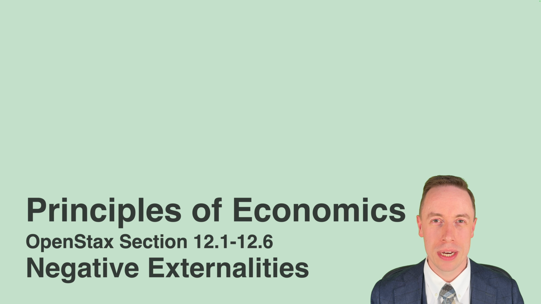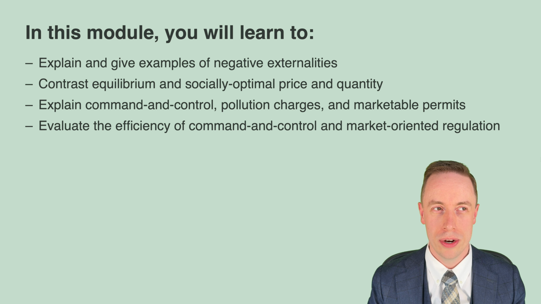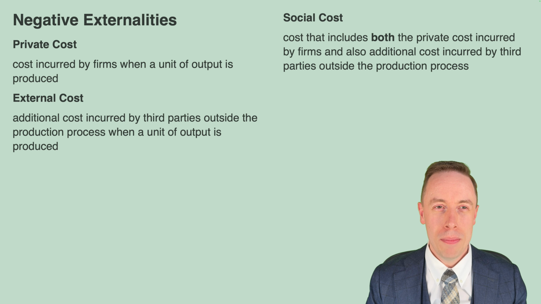And today we're covering module 12.1 through 12.6, Negative Externalities. In this module, you will learn how to explain and give examples of negative externalities, contrast the equilibrium and socially optimal price and quantity, explain command and control, pollution charges, and marketable permits, and evaluate the efficiency of command and control and market-oriented regulation. So our module today is all about negative externalities.